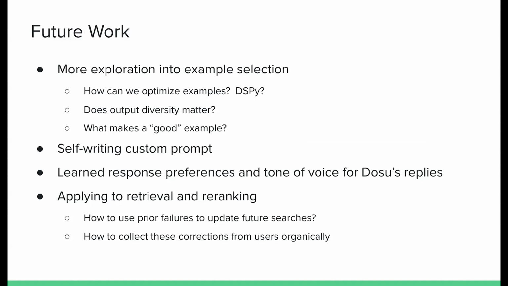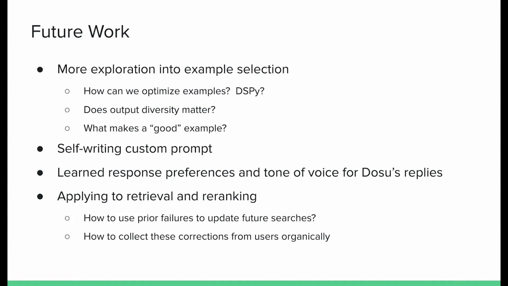And then the challenge on the product side is how to organically collect feedback from users where you can get these corrections or these examples. And then there's also interesting things around maybe writing custom prompts, having Dosu maintain its internal learnings as written rules, not just examples. And we're also fans of DSPy, and I think there's a lot of interesting optimization. It's probably a very open-ended research problem about what is a good example, what is the best set of examples to show for in-context learning.